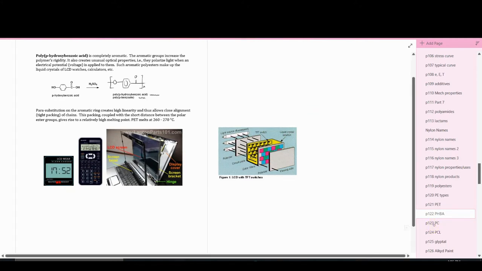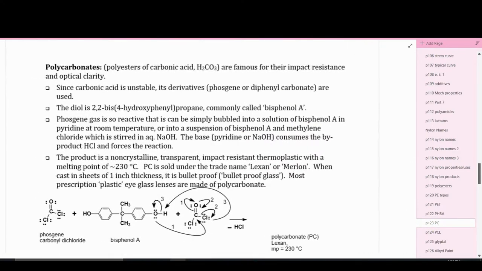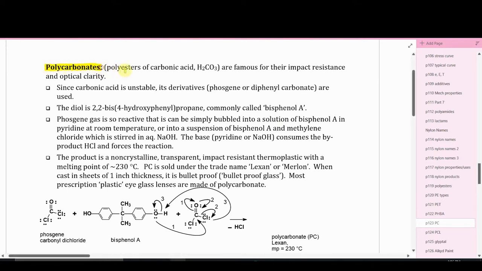Let's look next at polycarbonates. Famous polymers. These are polyesters of carbonic acid, famous for their impact resistance and optical clarity. Now, carbonic acid itself is unstable, right? It decomposes into carbon dioxide and water, and it's said that at any given time in solution, 95% of carbonic acid is really decomposed as CO2.